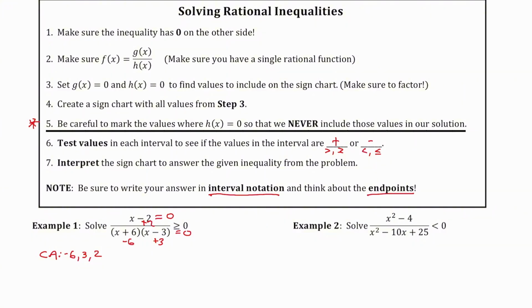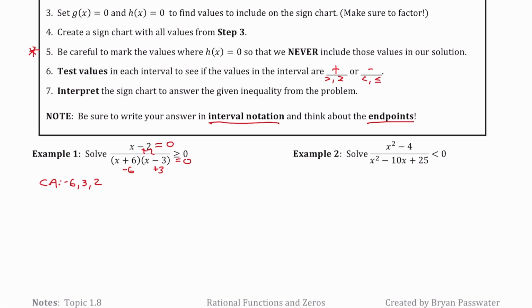Number 5, be careful. Make sure you mark those. I'm going to put a star above those numbers that are vertical asymptotes, so I know that I should not include those in our solutions. So we can create our number line here, using the number line method.